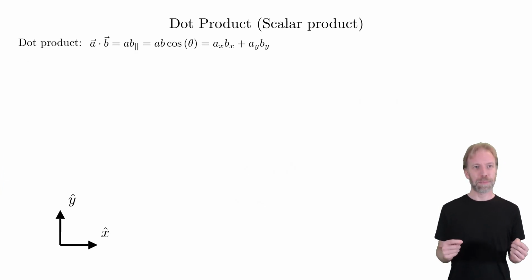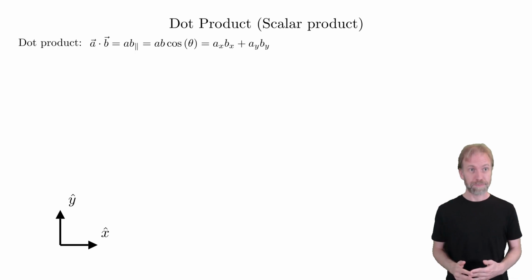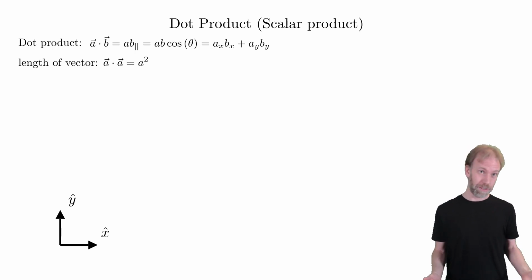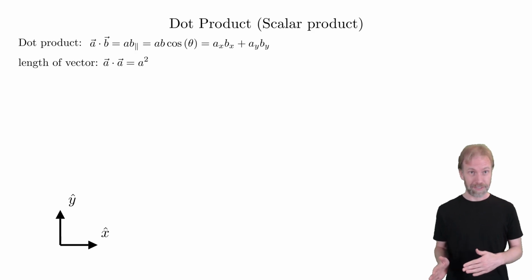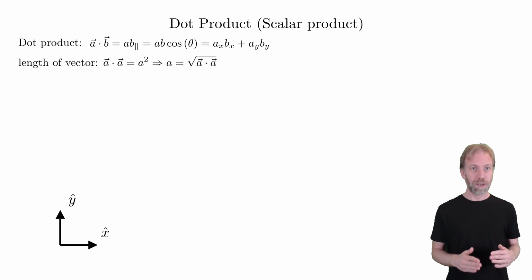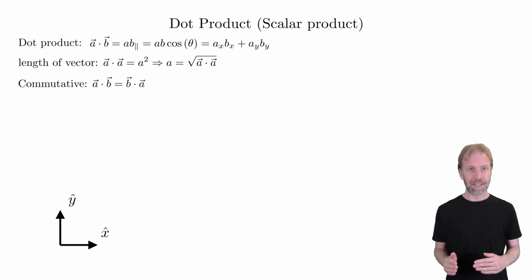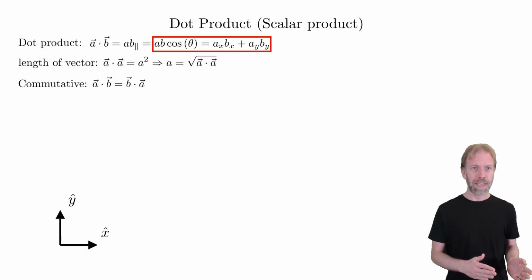Let us continue and talk about some properties of the dot product. If we take the dot product of a vector with itself, the angle theta will of course be 0, as the vector is parallel to itself, and the result will be the length of the vector squared. We can therefore express the length of any vector as the square root of the dot product of the vector with itself. The dot product for vectors is commutative, which means that the value is the same even if you change the order of A and B.